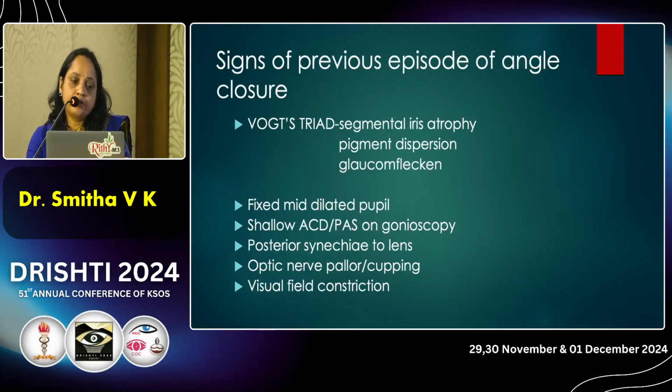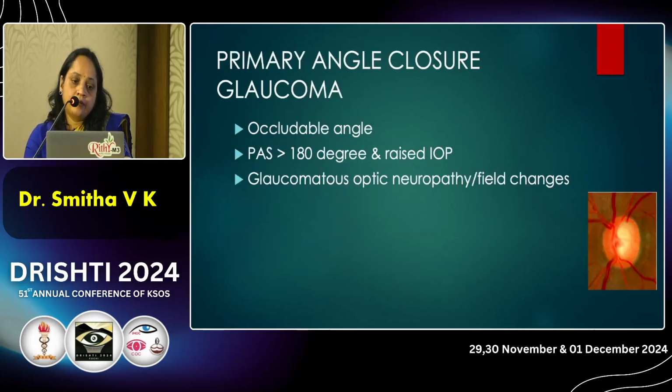The signs of previous episodes of angle closure include Vogt's triad, which includes segmental iris atrophy, pigment dispersion, and glaukomflecken, with a fixed mid-dilated pupil, shallow anterior chamber, and peripheral anterior synechiae on gonioscopy, with posterior synechiae to the lens, optic nerve head pallor or cupping, and visual field constriction. In primary angle closure glaucoma, there is an occludable angle on gonioscopy with more than 180 degrees of peripheral anterior synechiae and raised IOP, and there is glaucomatous optic neuropathy with visual field changes.